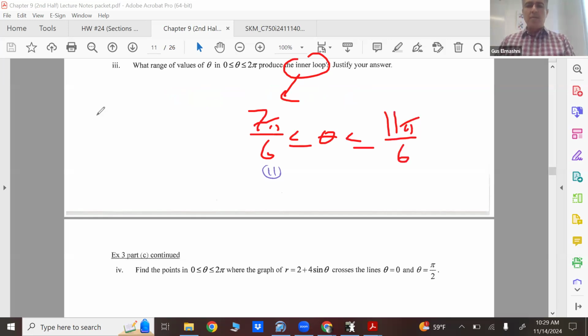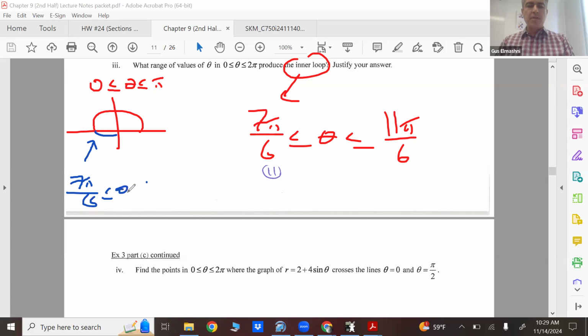Because what's happening again, when we look at the curve one more time, that was just from 0 to pi, right? And again, this part right here, that was from pi to 7 pi over 6. So it wasn't truly the inner loop. Truly the inner loop was that right there.